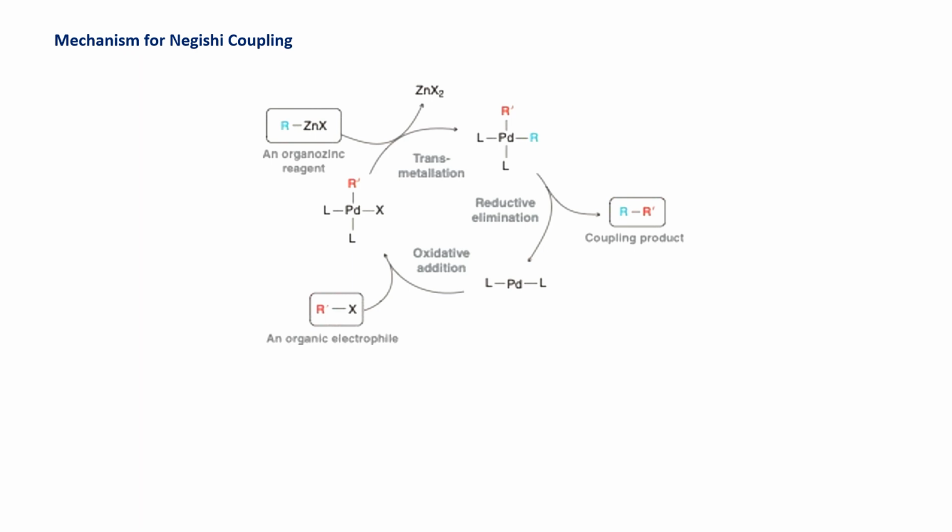And the mechanism of Negishi coupling is the same as we studied earlier for the Suzuki reaction and Stille reaction. So the first step is the common oxidative addition. Your palladium ligand complex, in which palladium is in the zero state, which we know as the active form of the palladium catalyst, will go through oxidative addition with the organoelectrophile. It will give you the first palladium complex, in which the oxidation state of palladium will be 2.